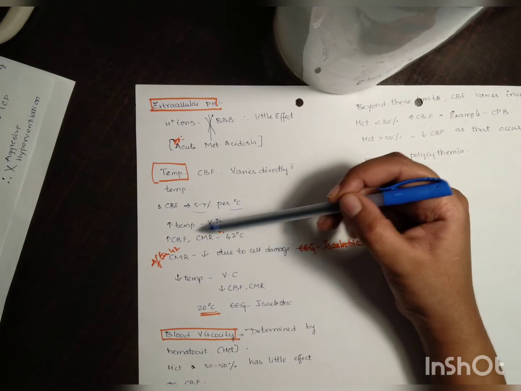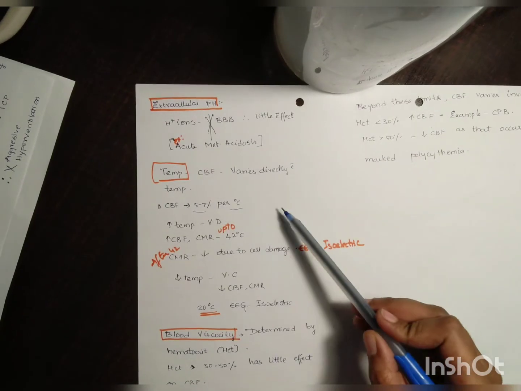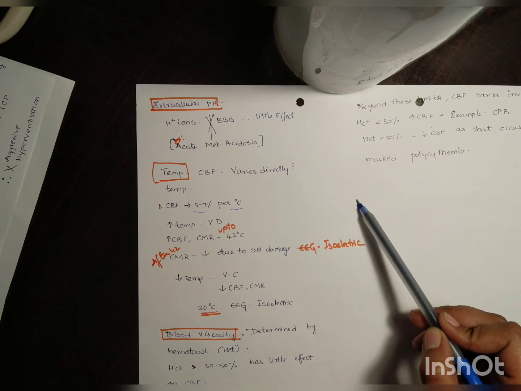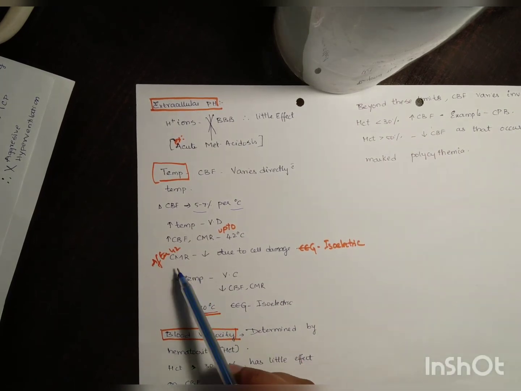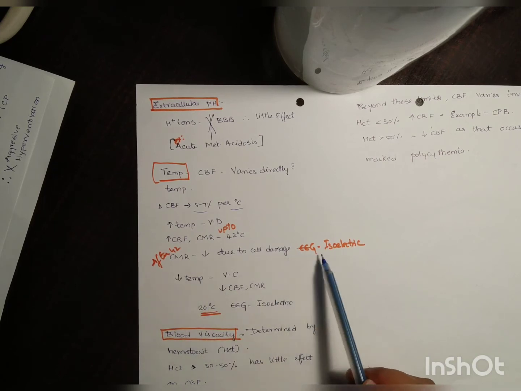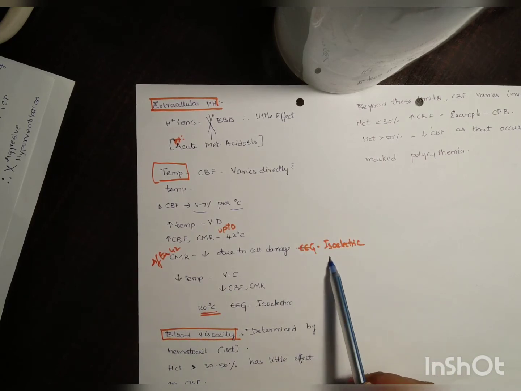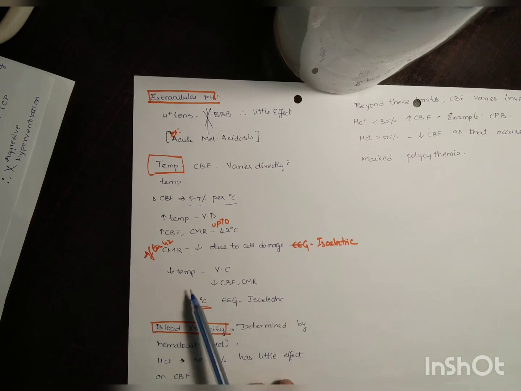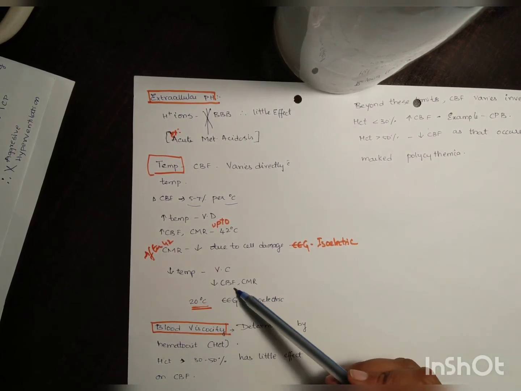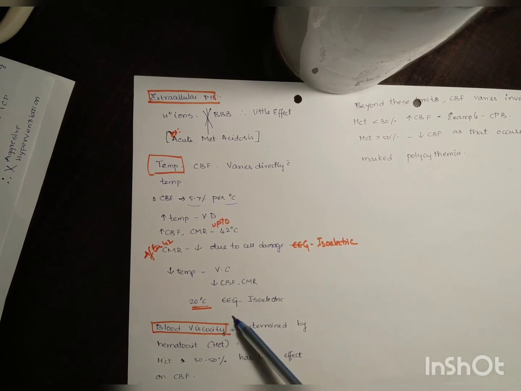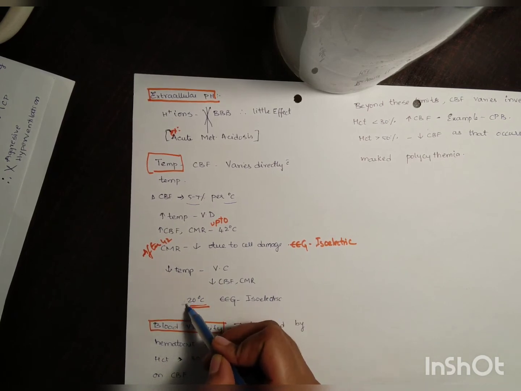When the temperature increases, there is vasodilatation. Because of vasodilatation, there is increased blood flow and increased CMR. But after 42 degrees, the CMR decreases due to cell damage, and the EEG is also isoelectric. Now, if the temperature is decreasing, there is vasoconstriction and decrease in the cerebral blood flow and CMR. The EEG becomes isoelectric only when the temperature is less than 20 degrees centigrade.